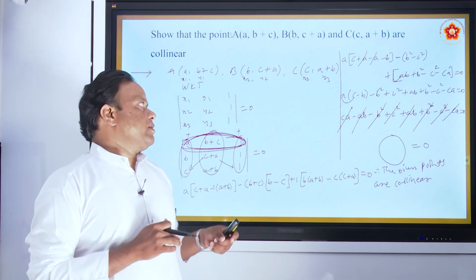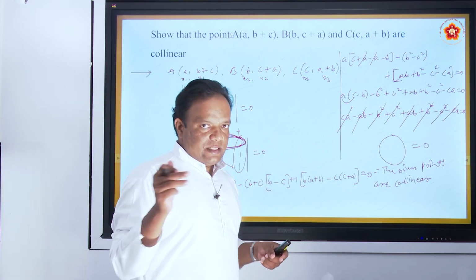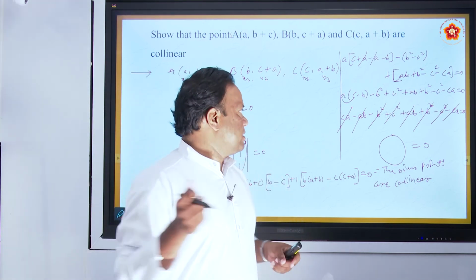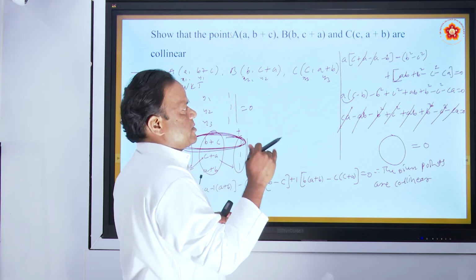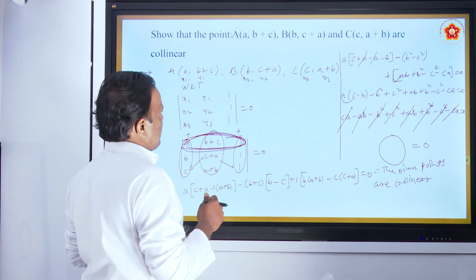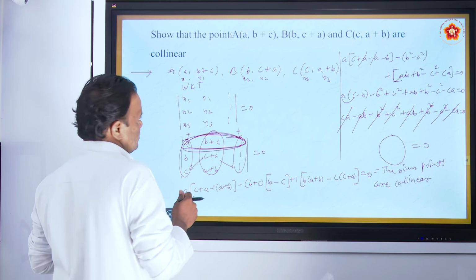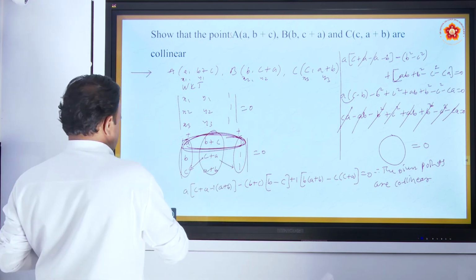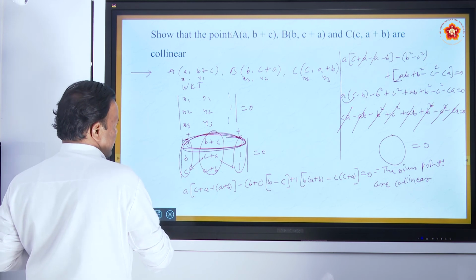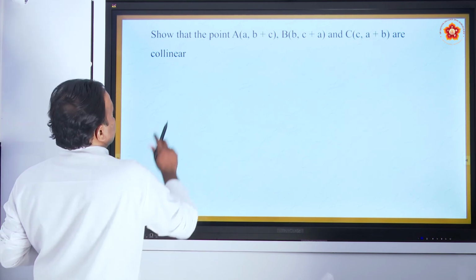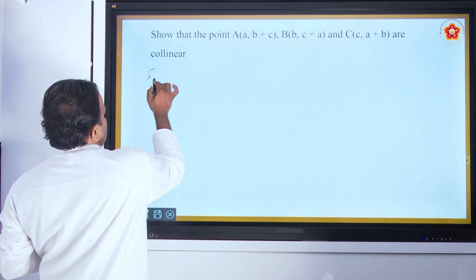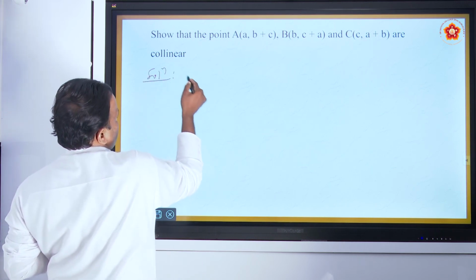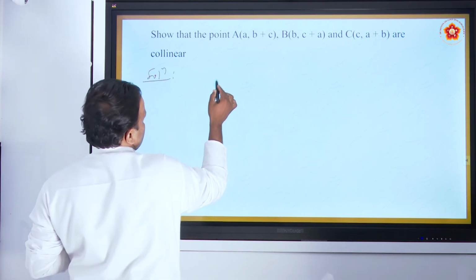So what properties do I have to use here? See carefully. If you study the properties of determinants, you can solve easily. There is no need for these many steps. I solve by using this property, okay. Just take this also, I solve by using property. So once again, solution, second method: same problem, second method by using properties. We know that.